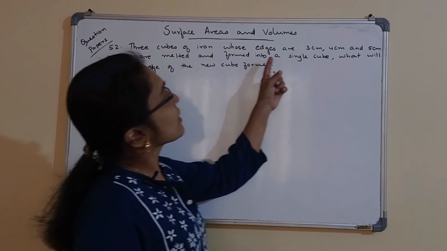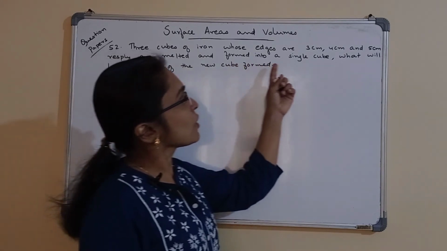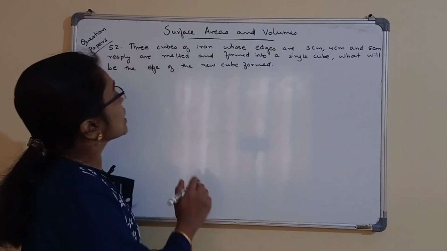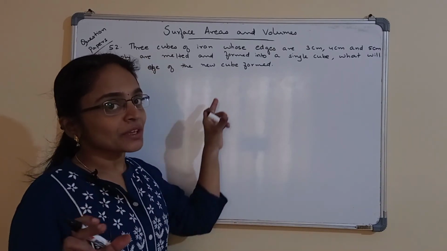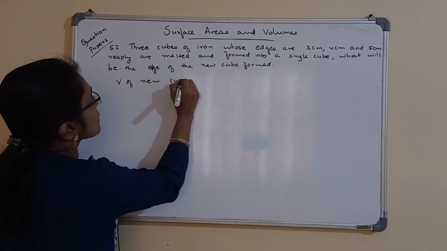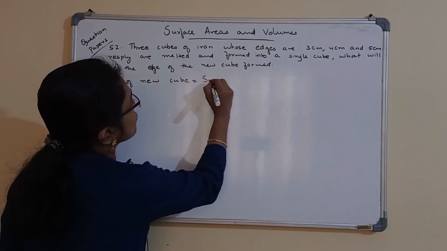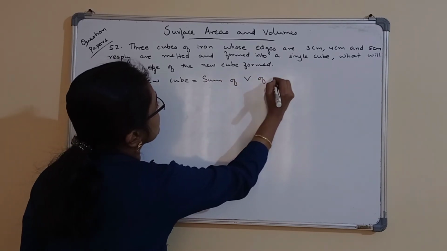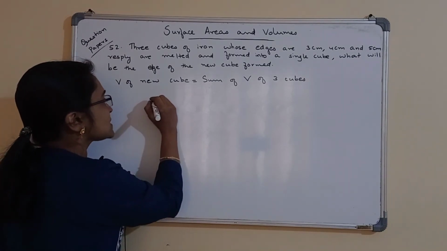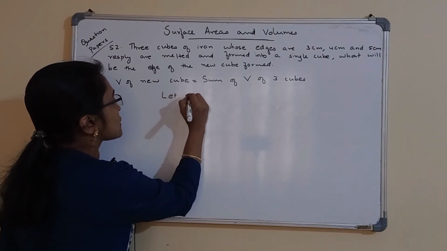Next one, 3 cubes of iron whose edges are 3 cm, 4 cm and 5 cm respectively are melted and formed into a single cube. What will be the edge of the new cube formed? So, we have to find the edge of the new cube formed. Here, volume of new cube is equal to sum of volume of 3 cubes. Right? And what is the volume of new cube? If L is the edge of the cube, let L be the edge of the cube.